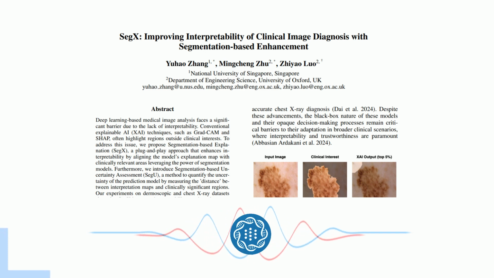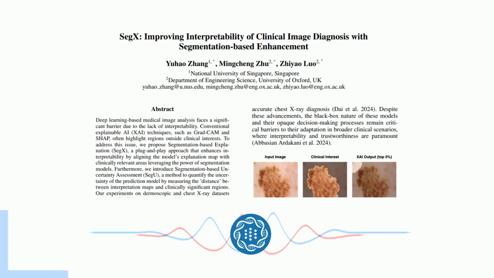So imagine an AI is looking at a skin lesion, right? But instead of focusing on the lesion itself, it's highlighting the background or something. So it's like the AI was kind of speaking a different language. Yeah, pretty much. So then how does SegX change that? How does it change the conversation?